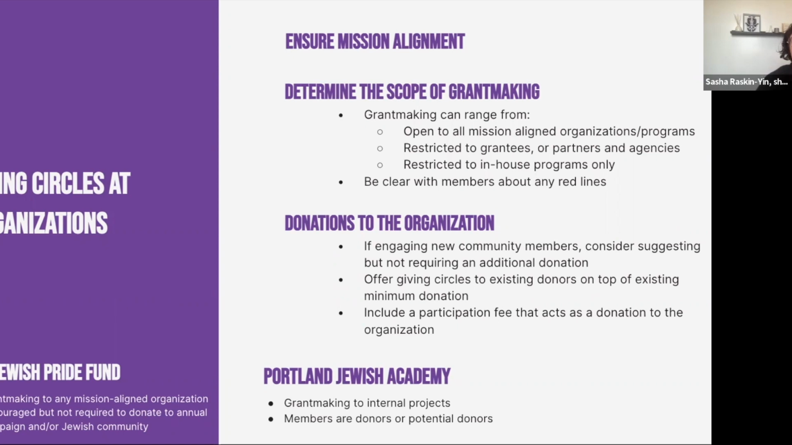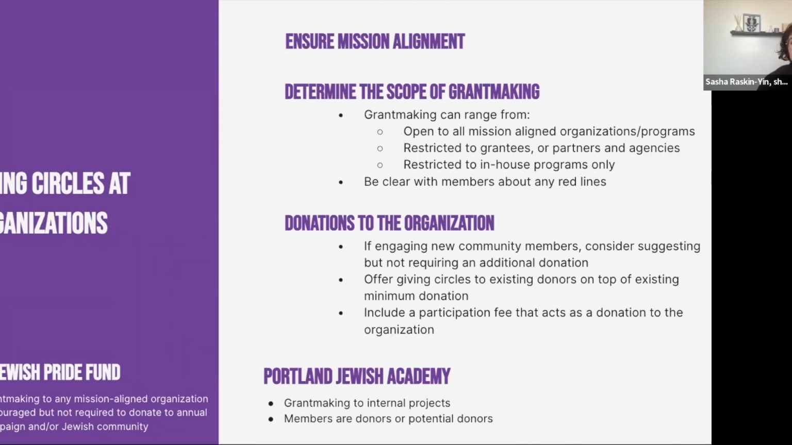There's also a range of approaches to requiring donations to the organization. Some giving circles only recruit from members who have already given minimum gifts to the organizations. Some giving circles pull a fee from the giving circle contribution that functions as a donation to the organization or covers the cost of the giving circle operation. Others do not require a contribution at all.